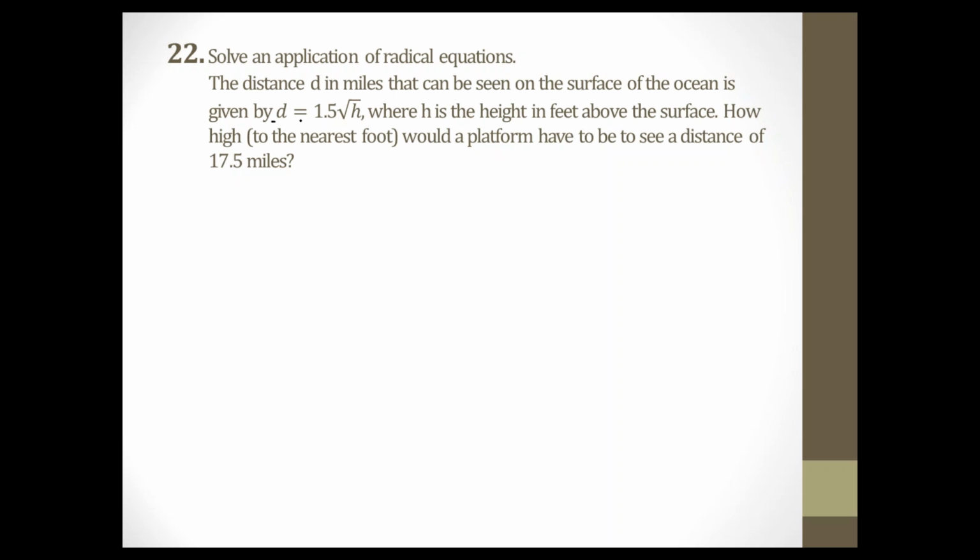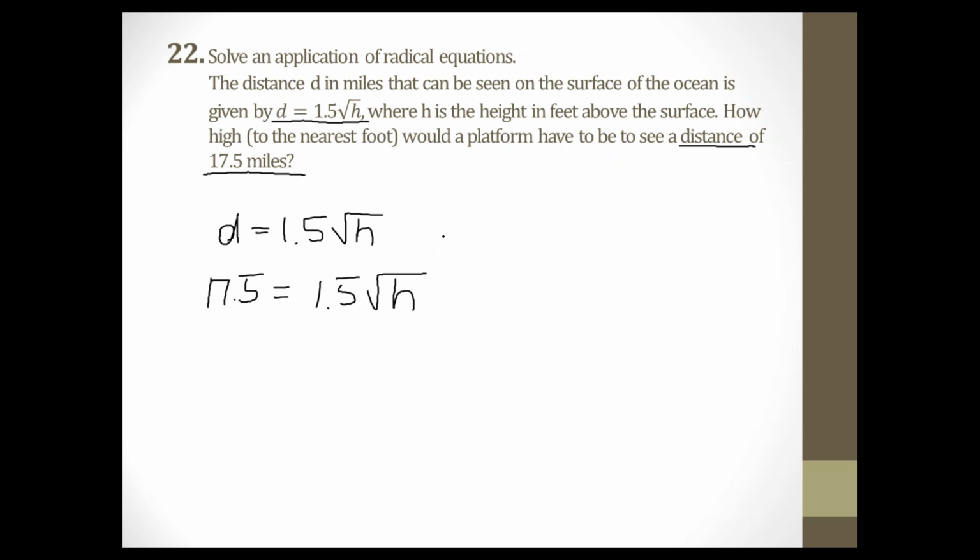Okay, so we are given an equation which is d equals 1.5 and then the square root of h. And what else are we given? We are given the distance of 17.5 miles. So which letter represents the distance? That would be our d, which means we're going to plug in 17.5 for d, and that is equal to 1.5 square root of h, because we want to know how high that platform has to be. Solving for h, so first step, because this indicates multiplication, let's divide by 1.5 on both sides.